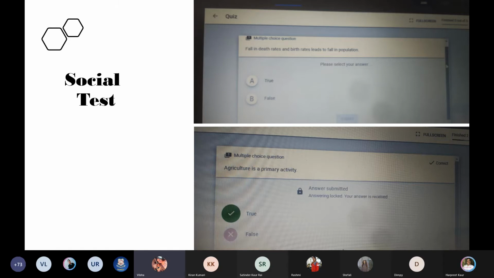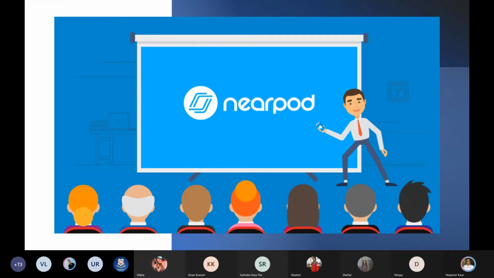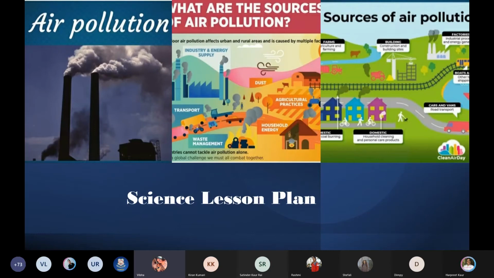It was embedded in the students' assignments by the teacher. The next is Nearpod. Nearpod is also a very interesting tool. Miss Nisha prepared her lesson plan on pollution, air pollution particularly, with the help of this tool. And all of us, all the teachers, have used different tools in their classes, and all the tools have made their lessons very interesting, very attractive, and each and every student has enjoyed this.